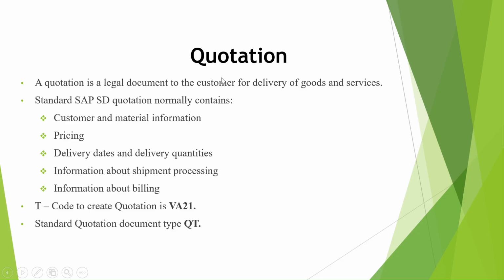Then we'll see quotation, which means the company gives an offer. A quotation is the legal document given to the customer. Now the company officially provides price and terms. It contains pricing, delivery dates, billing details, validity period, etc. To create a quotation, we use T-code VA21 and the standard document type is QT. For example, the company replies, we can give you 100 laptops at 50,000 each, valid for 15 days. Now this becomes a formal offer.